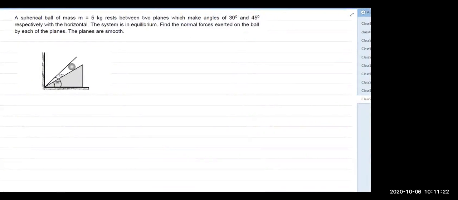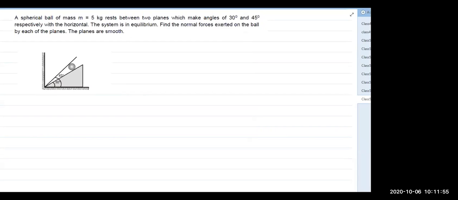A spherical ball of mass 5 kg rests between two planes, which make angles of 30 degrees and 45 degrees respectively with the horizontal. So the spherical ball is between these two surfaces, and the surfaces are at 45 and 30 degrees. The system is in equilibrium. Find the normal force exerted on the ball by each of the planes. The planes are smooth. So what will be the normal force?